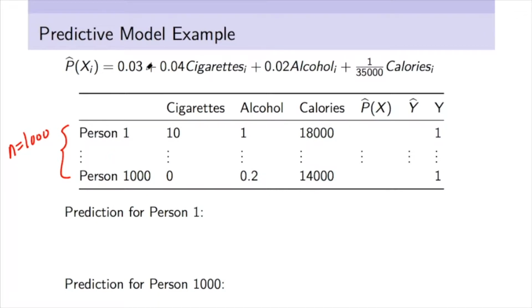We have our predictive model up here that we're going to use to predict whether a person is unhealthy or healthy. For each person, we know the amount of cigarettes they use per week, the amount of alcohol they consume in liters per week. We know the amount of calories they consume per week. And the last column here is the outcome y. So remember, y equals 1 means that they're unhealthy.